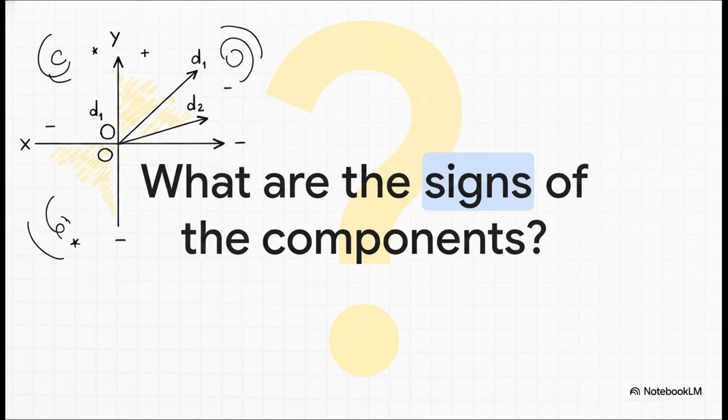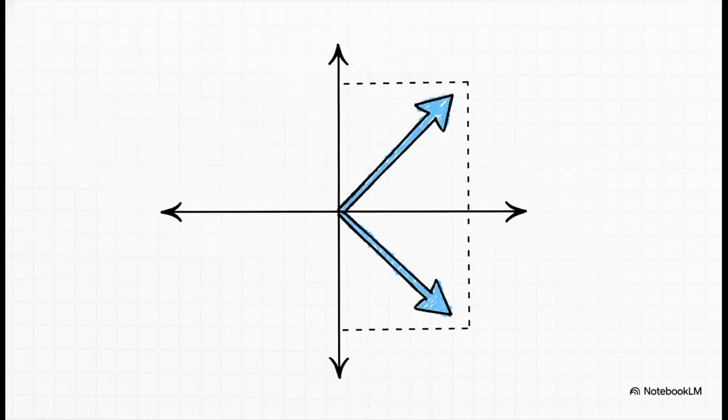I want you to pause the explainer again and figure out if their x and y components are positive or negative just based on where they point. Ready? Pause now. All right, let's see how you did.